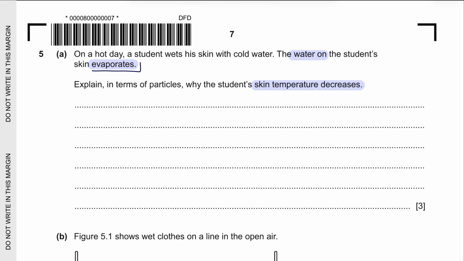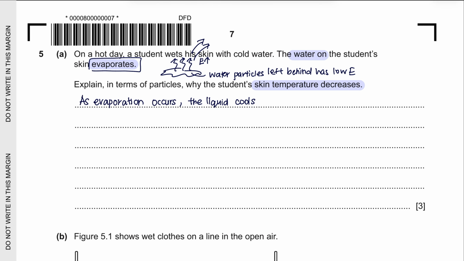Now remember, as evaporation takes place, the water particles which have a higher kinetic energy will break and leave the surface. This means that the water particles which are left behind, which have not evaporated, have a low amount of energy. So this means that as evaporation occurs, the liquid cools down because the energetic particles escape from the surface, therefore the temperature reduces.